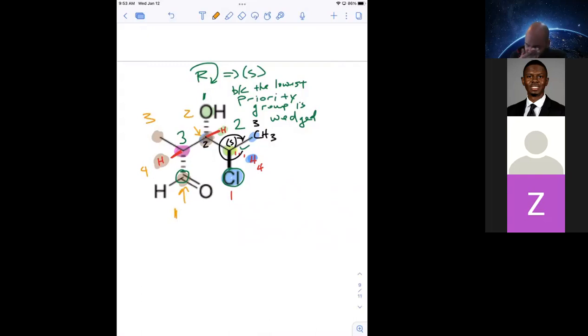So how would I count that? Is that clockwise or counterclockwise? Looks like it's counterclockwise, doesn't it? If I count from 1 to 2 to 3, that's going to be counterclockwise. Yes? So it's S. But what's the rule again? If the H or the lowest priority group is wedged, we have to reverse it. Right? So even though it says it's S, it literally is R because the H is pointed out at us.